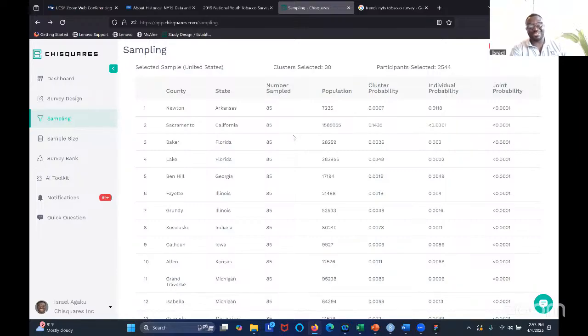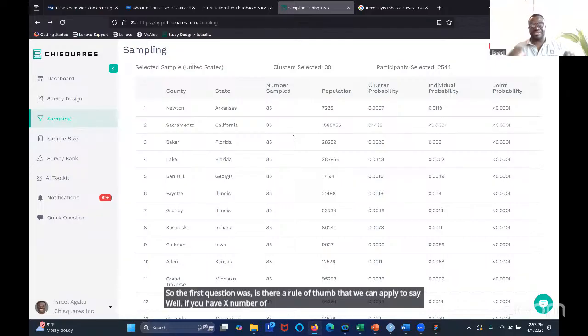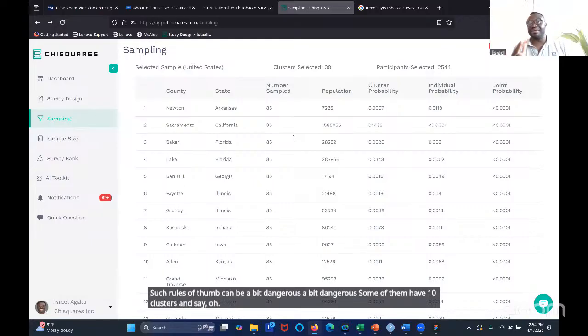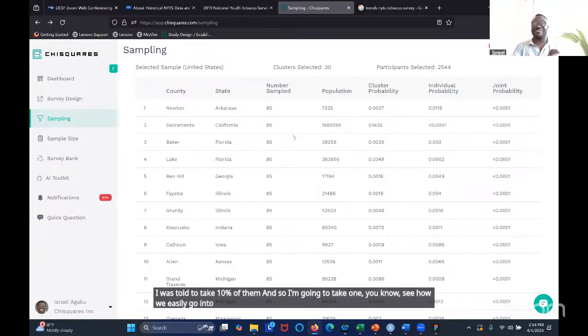Okay, I probably forgot your question, but I just remembered now. So the first question was, is there a rule of thumb that we can apply to say, if you have X number of clusters, just take X% of them and you're fine? So if you have, for example, 100 clusters, then take X number of them. Such rules of thumb can be a bit dangerous because somebody might have 10 clusters and say, oh, I was told to take 10% of them, so I'm going to take 1. See how we easily go into very dangerous territory with imposing arbitrary rules of thumb, right?